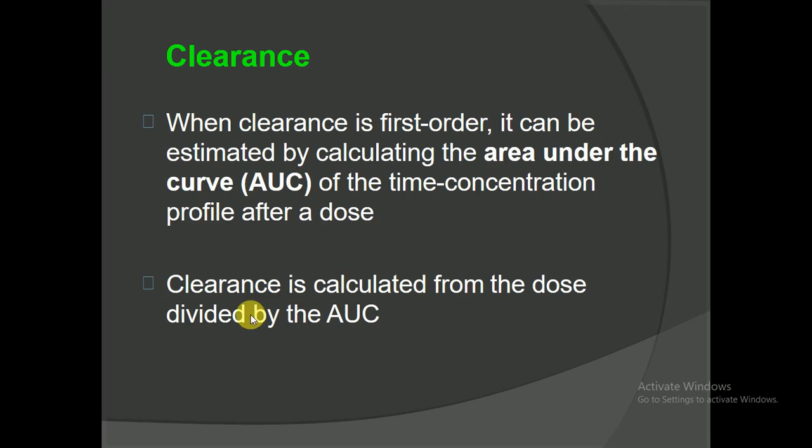So how? The clearance is calculated from the dose divided by the area under curve, which I have already mentioned in my previous study: how much area the drug covers over a period of time is called the area under curve. So clearance is simply calculated from the dose divided by the AUC.